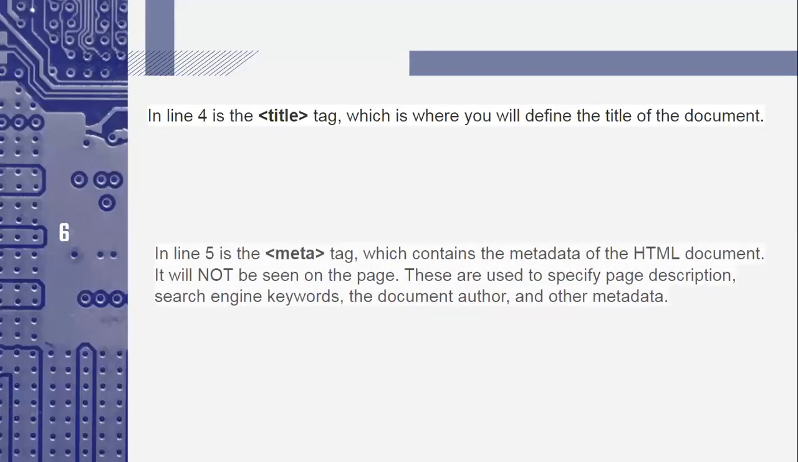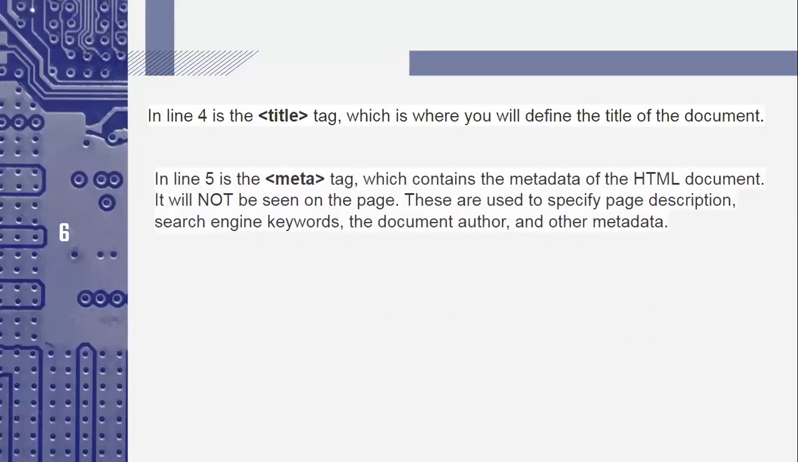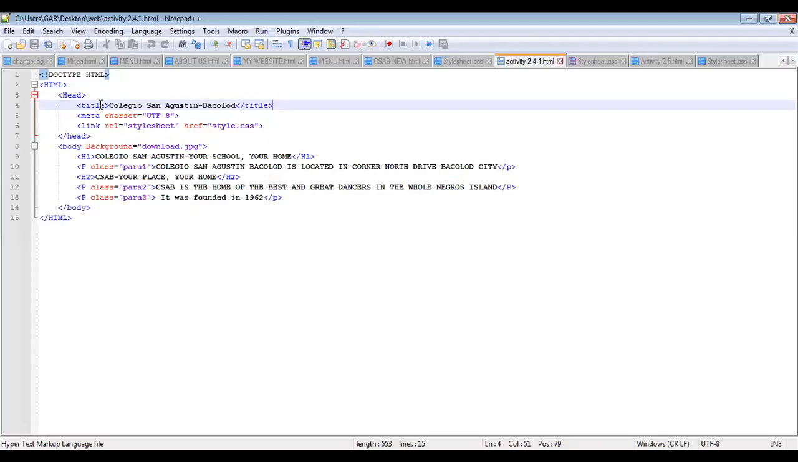Next, after the title, we have the meta tag that is found in line number 5. The meta tag contains the metadata of the HTML document that cannot be seen on the page. These are used to specify the page description, search engine keywords, the document author, and other metadata. Let us check what this meta tag looks like. After the title, we have here the meta tag.